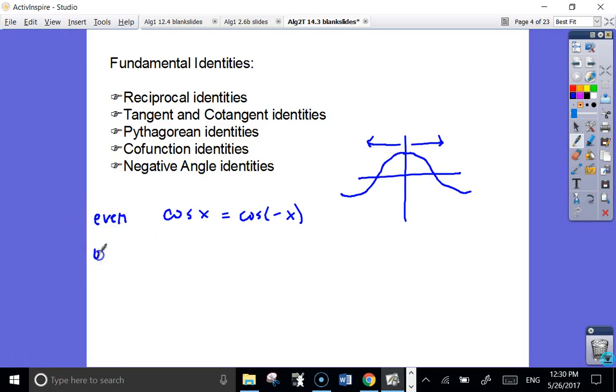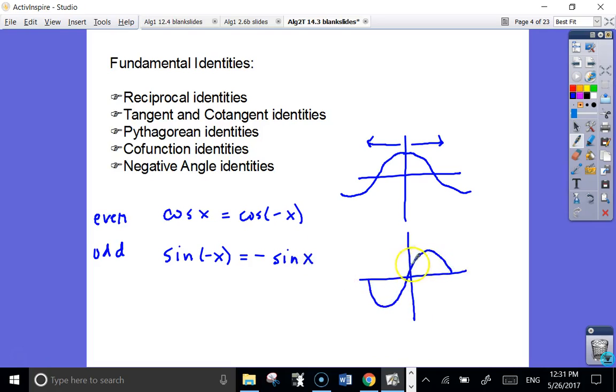An odd function is like sine. The sine of negative x equals negative the sine of x. We know what the sine looks like. So the sine of negative x is the opposite of the sine of x. That number is opposite that number. Those are even and odd. That's what these negative angle identities are. There are more functions, not just trig functions, that are even or odd, but that's one of the things you have to look forward to next year.